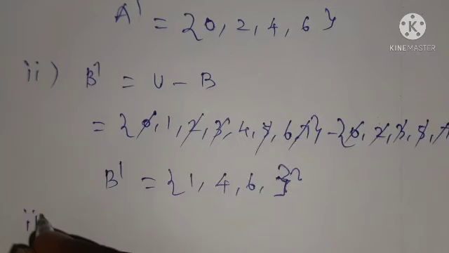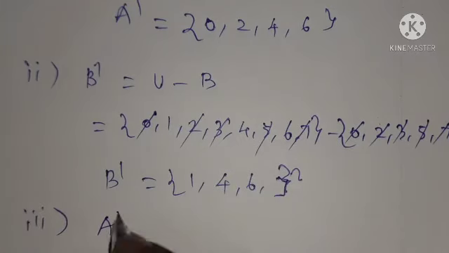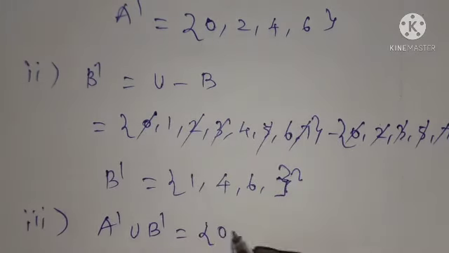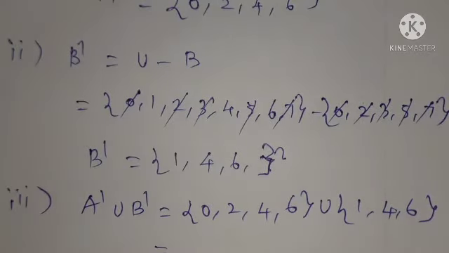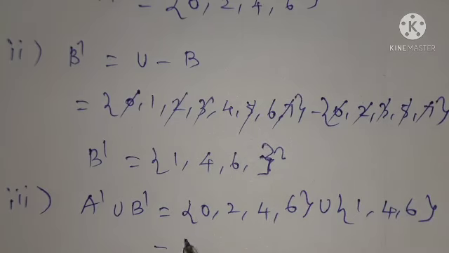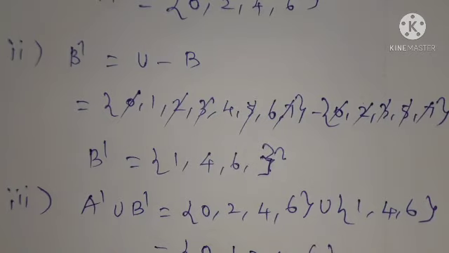Then third one, A dash union B dash. Write the elements of A dash 0, 2, 4, 6, union the elements of B dash 1, 4, 6. So A dash union B dash means combine the elements of both the sets A dash and B dash. Write each element one time: 0, 1, 2, 4, 6.